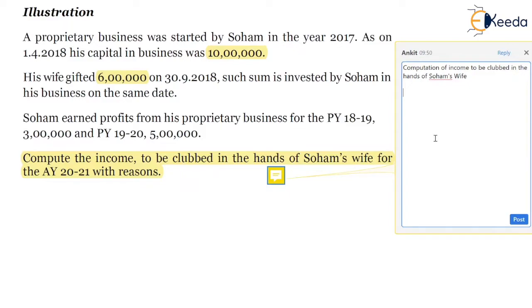And in this case, Soham has started the business from 1st of April 2018. So for 18-19, as on 1st of April 2018, the capital in the business was 10 lakhs, right? As on April 2018, the balance was 10 lakhs, and this is Soham's contribution, correct?